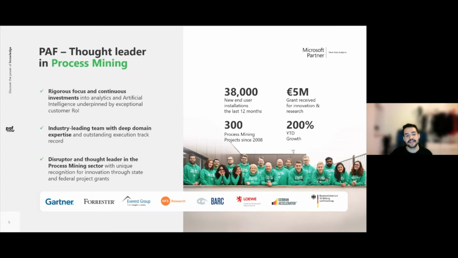In the last 6 years, since we launched PAFnow, our process mining tool in Power BI, we've been engaged in a lot of projects, more than 300 in total. As a company, we've been recognized by groups like Gartner and Forrester. I think we're doing a great job. We've been engaged with a lot of Fortune 500 companies. Today I'm delighted to talk about process mining and what we are doing.